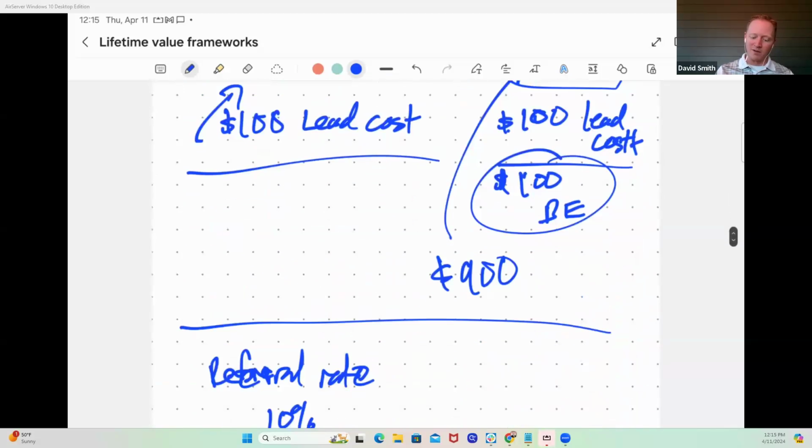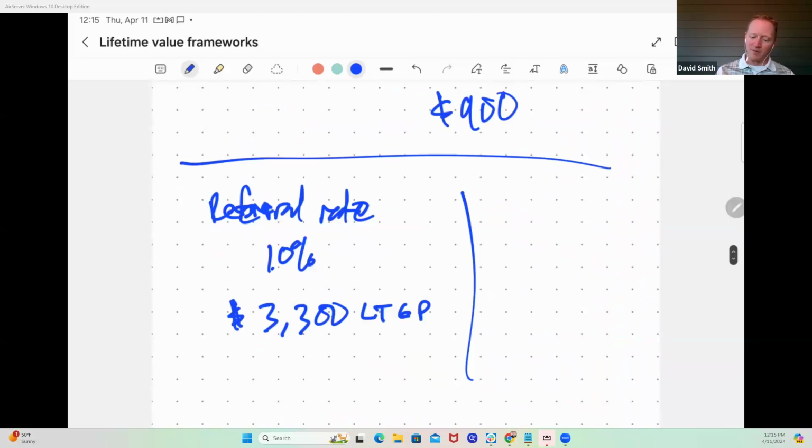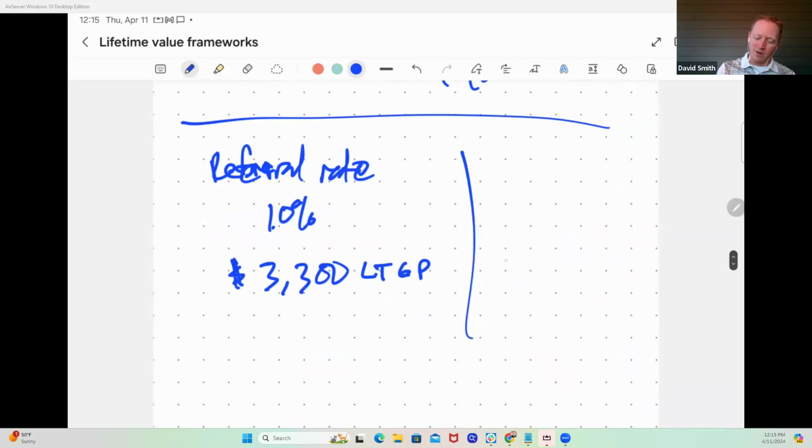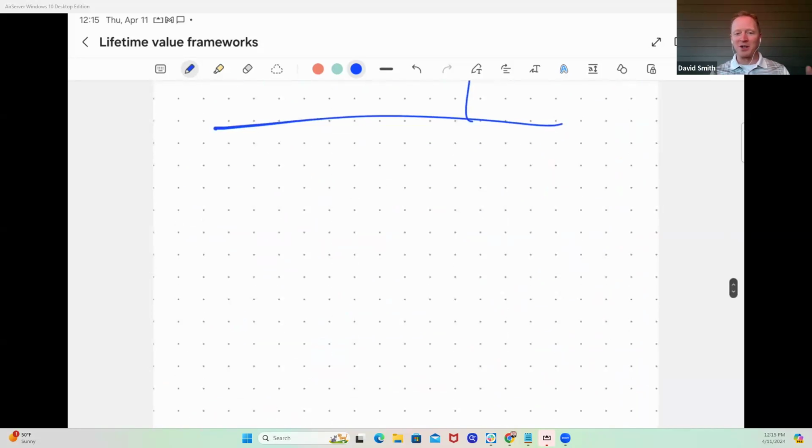Same thing here for the other example. If my lifetime gross profit before was 1,000, I know that with a 10% referral rate, I can actually expect to get $1,100 from that customer, from both them and from the people that they refer. There's another strategy which we won't go into for today, but there's several more.